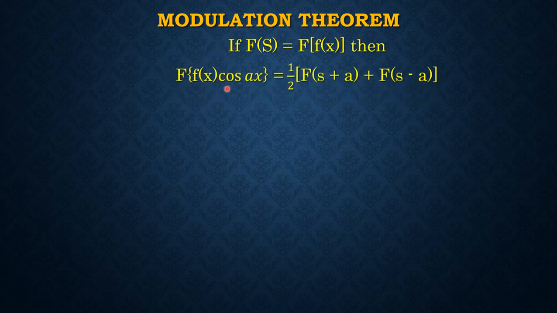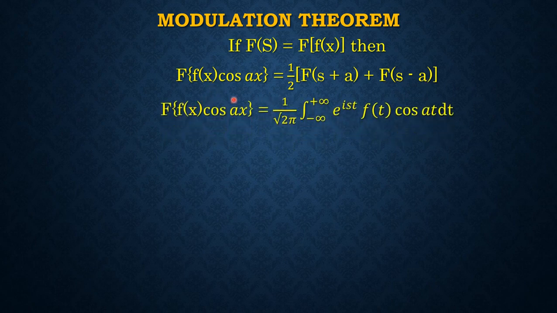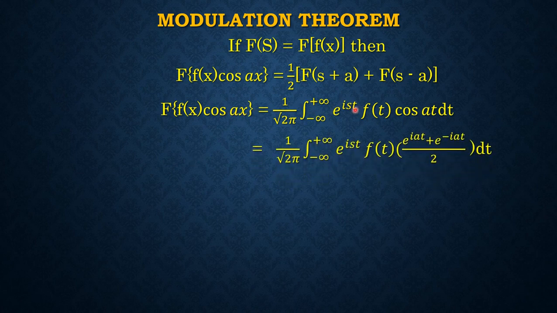The modulation theorem states that the Fourier transform of f(x) cos ax is equal to half into F(s plus a) plus F(s minus a). This is done in this way: we write cos ax in terms of exponential functions, that is, 1 by root 2 pi integral from minus infinity to plus infinity of e to the power i s t f(t) cos a t, where cos a t is equal to (e to the power i a t plus e to the power minus i a t) by 2.